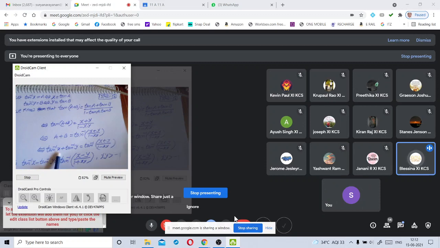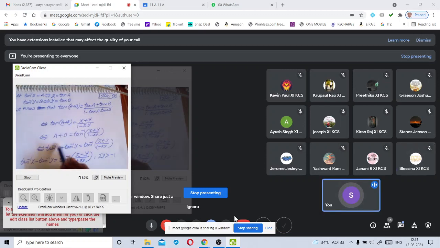Okay, sir. Tan inverse of x plus tan inverse of y is equal to tan inverse of (x plus y) by (1 minus xy). Tan inverse of x minus tan inverse of y is equal to tan inverse of (x minus y) by (1 plus xy), where xy is greater than minus 1. Please memorize these two formulae well, my children. Very, very important formulae for this exercise.